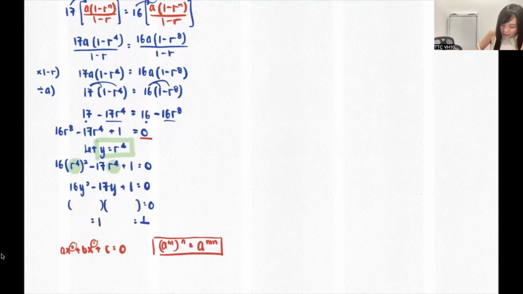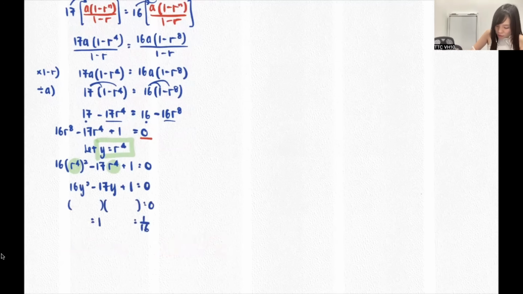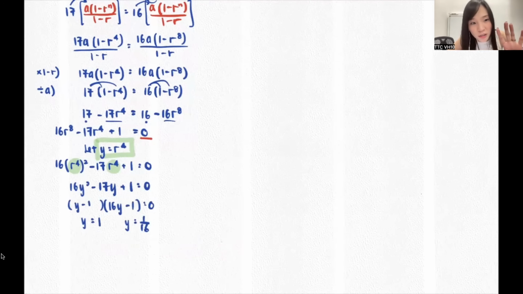Do you get the second answer, 1 over 16? You see, those are the two answers for y. So it is y minus 1 and 16y minus 1, correct? Please don't stop here. You're not finding y, you know. This question, you are finding r.